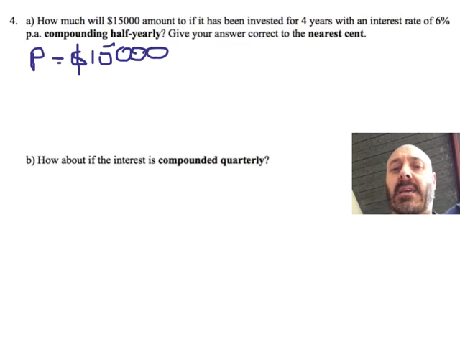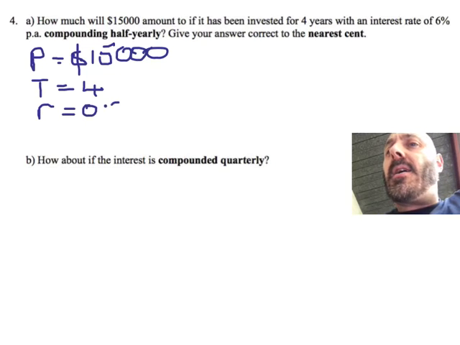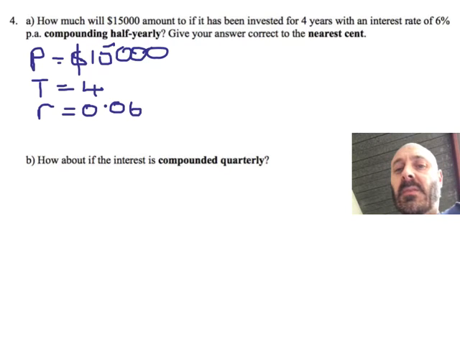Hi again, everyone. Now we're going to pick up the pace a little. I start by reading my question and identifying the information I have. I'm borrowing $15,000. Then we go back to our formula.